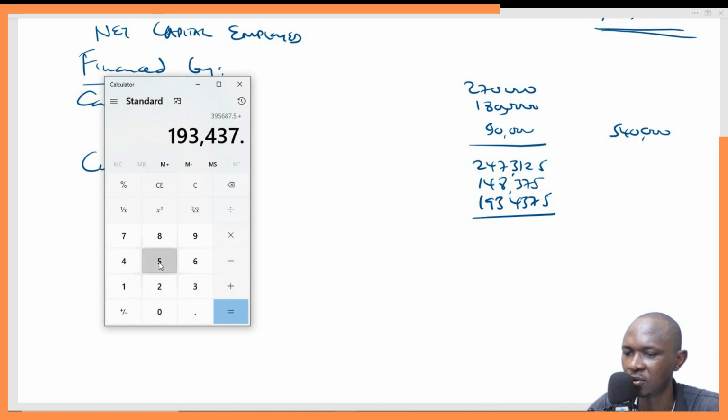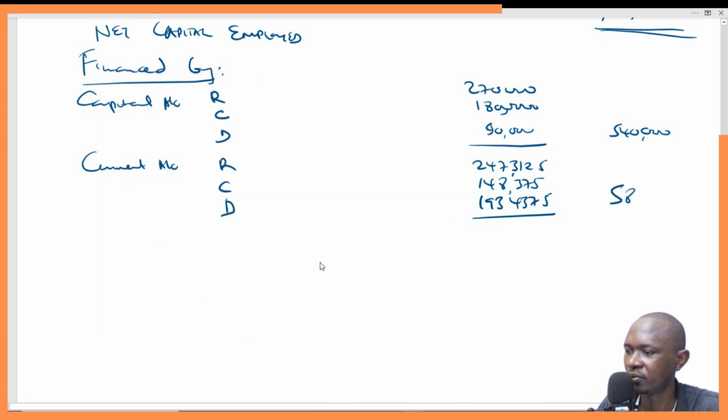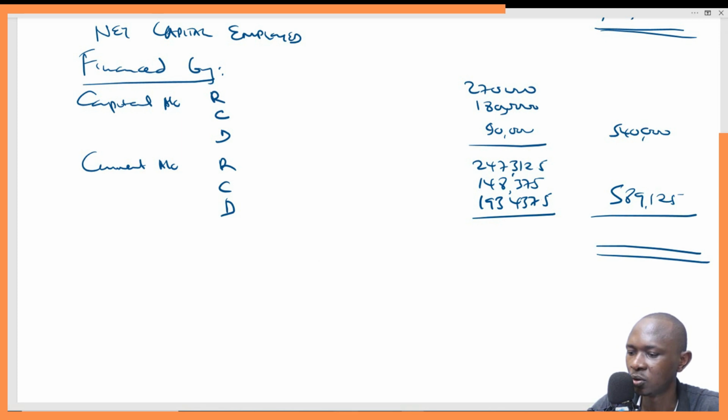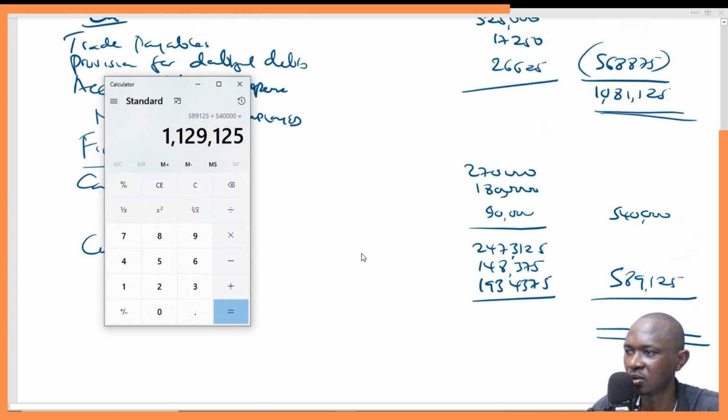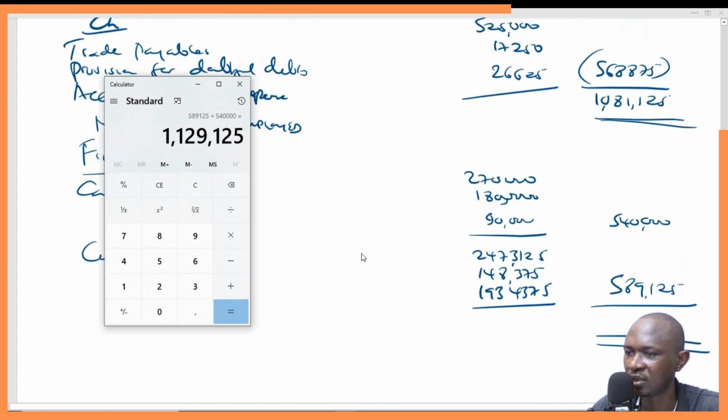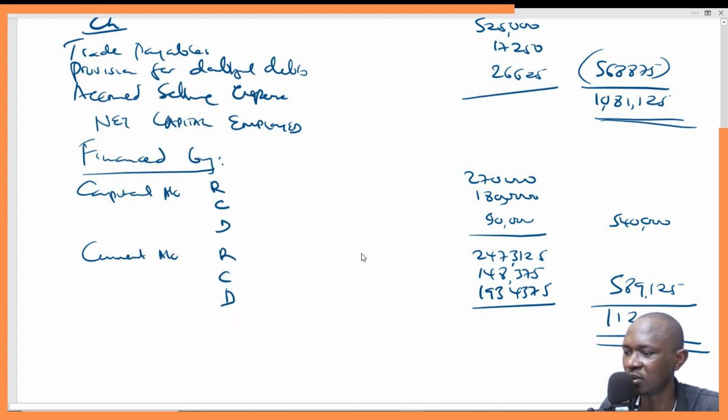We're almost coming to an end. So add all those three: 589,125. Then add these two, that is 540,000 plus 540,000. And all indications are showing that our figures are not balancing. So 1,129,125.